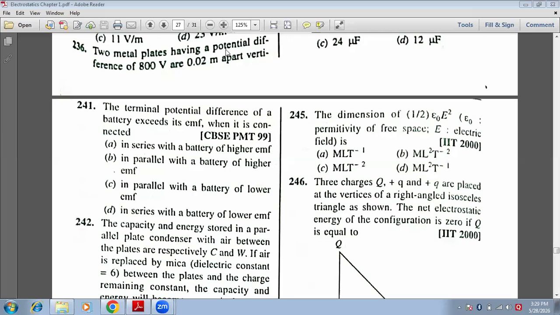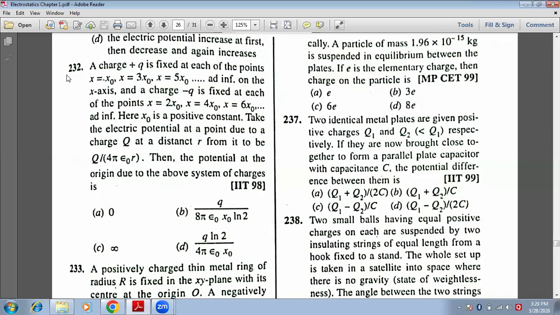Two metal plates having a potential difference of 800 volt are 0.02 meter apart vertically. A particle of mass 1.96 into 10 raised to the power minus 15 kilogram is suspended in equilibrium between the plates. If e is the elementary charge, then the charge on the particle is: option A, e; option B, 3e; option C, 6e; option D, 8e. Correct answer, option B, 3e.